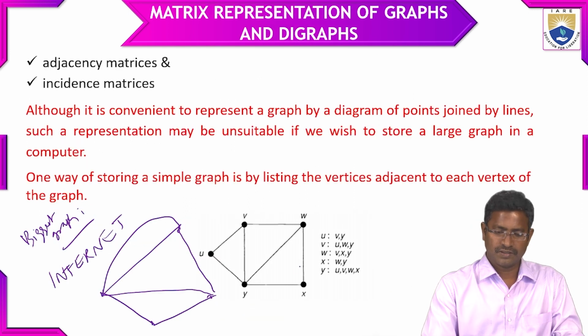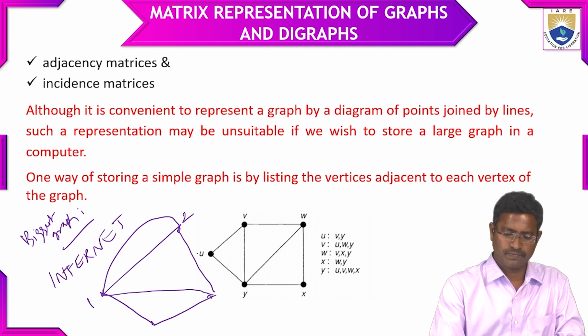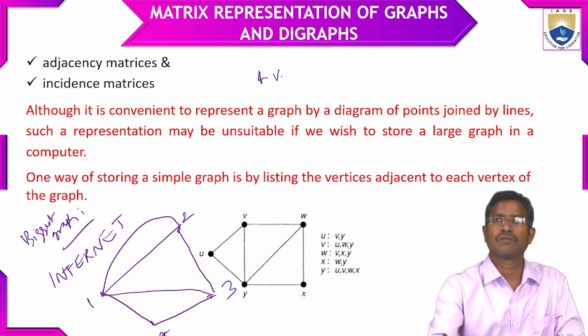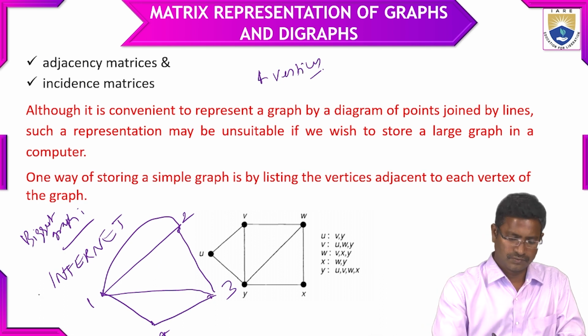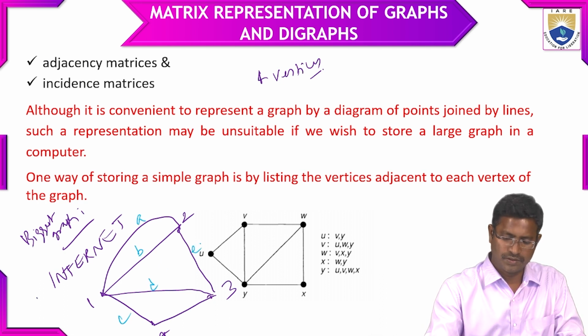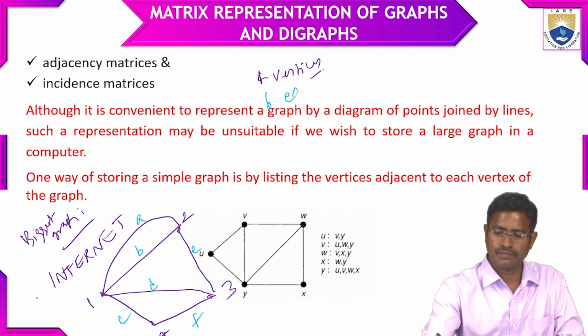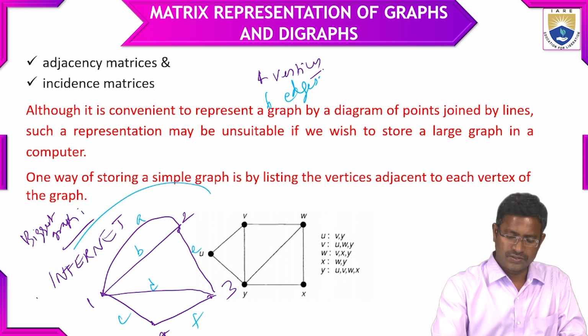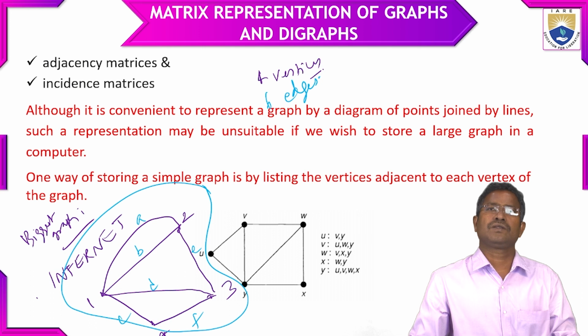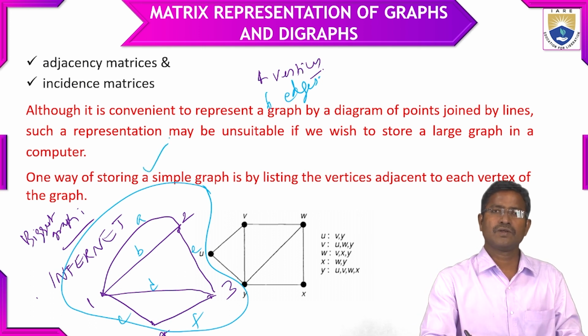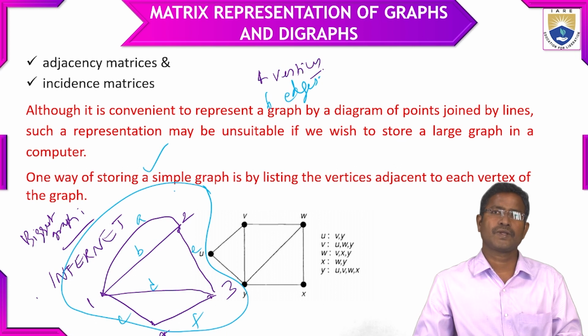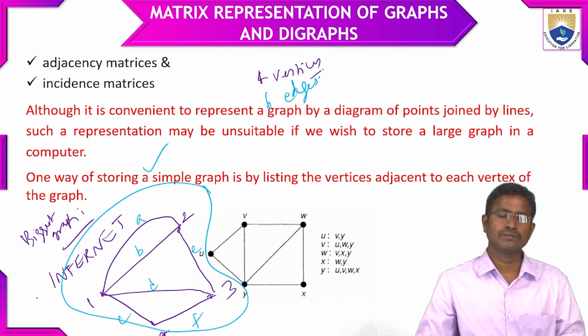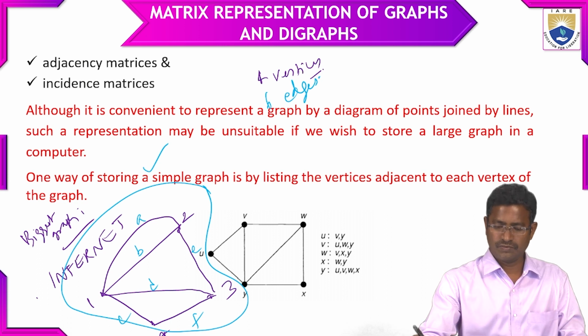Now I have drawn the graph here. You can see 1, 2, 3, 4, four vertices, and edges A, B, C, D, E, F, six edges. I cannot store this graph as it is. This is a graph, and it represents a real-time problem. I'll give you one more example.